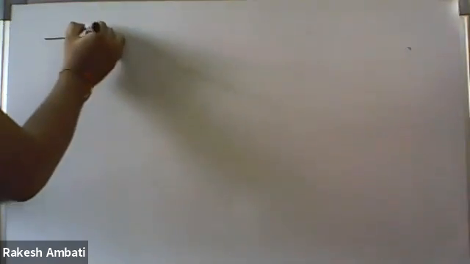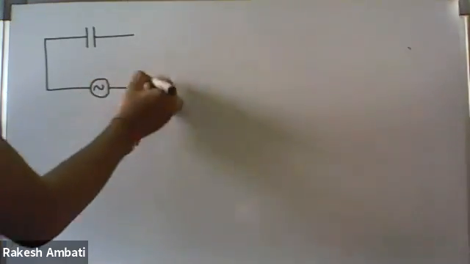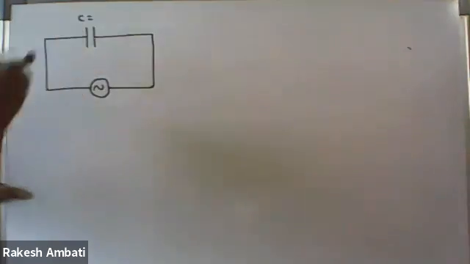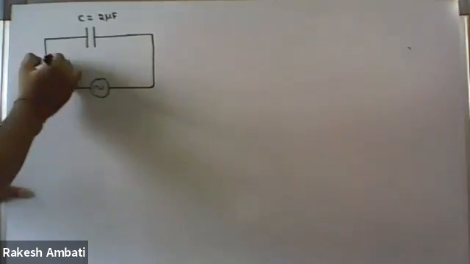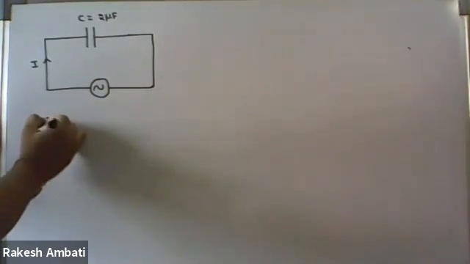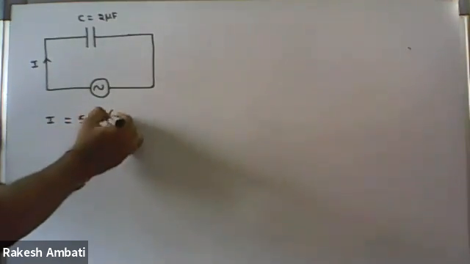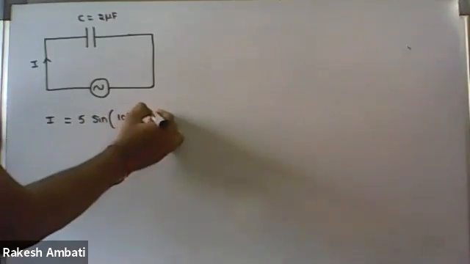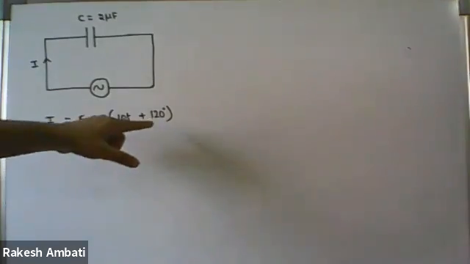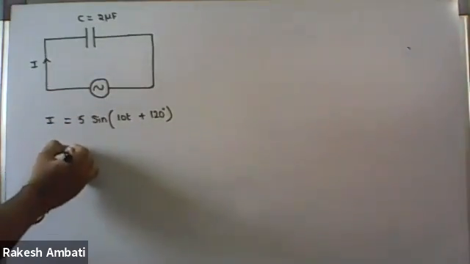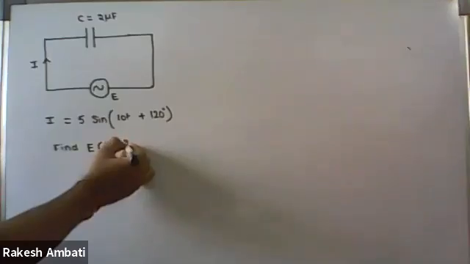I'm taking purely capacitive circuit. This capacitance is given 2 microfarad, and in the question, current I is given 5 sine function of 10t plus 120 degrees. You have to find out this EMF as a function of time.